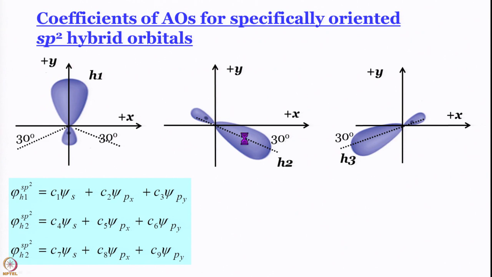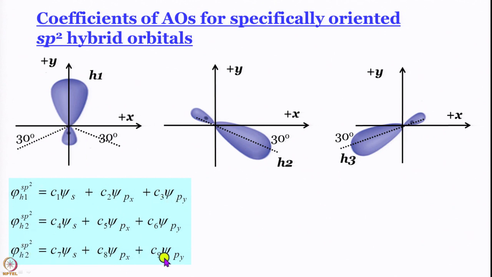So, let us say that we work in a situation where the first hybrid orbital is aligned with the y axis. The advantage of doing this is that the coefficient of this py is going to become 0 for the first hybrid orbital. So, C3 will be 0.